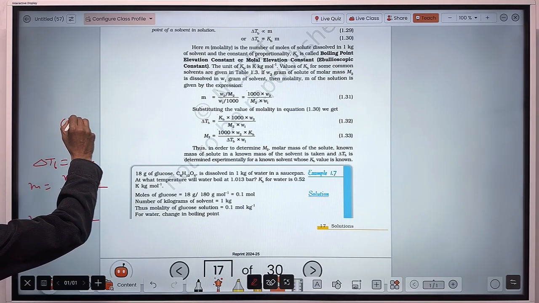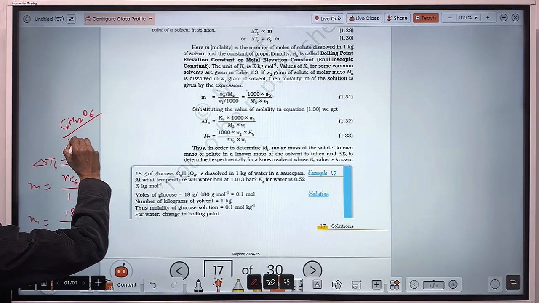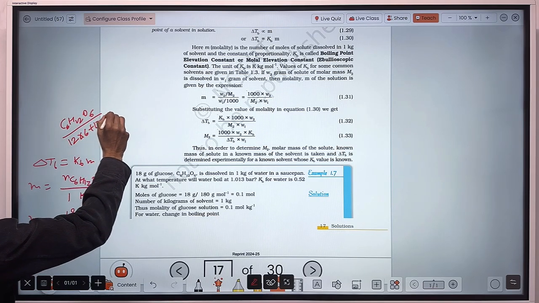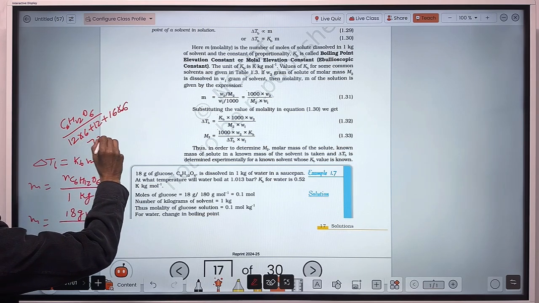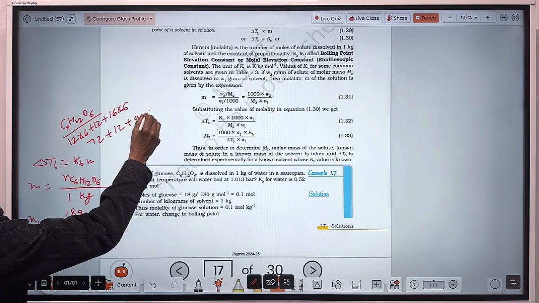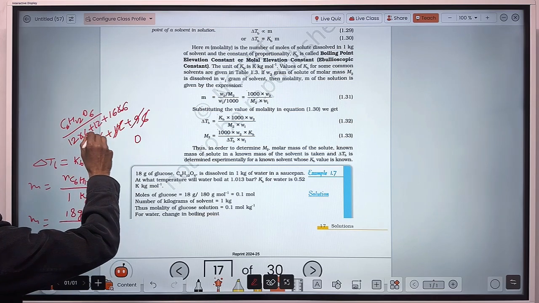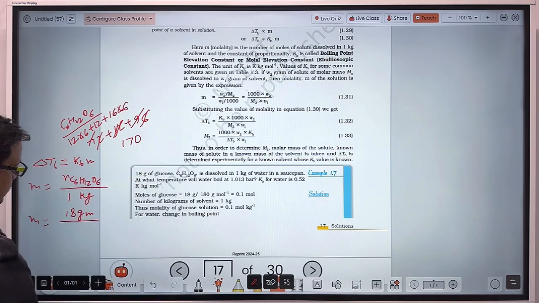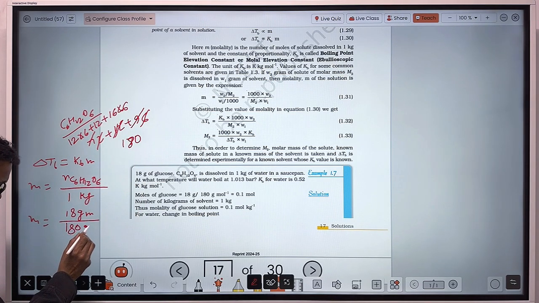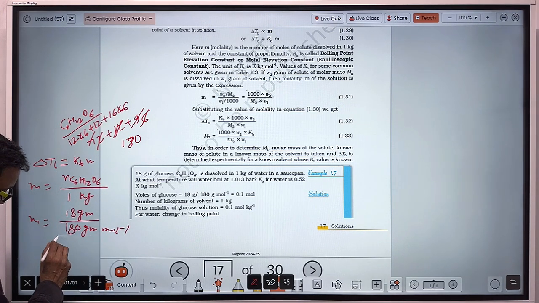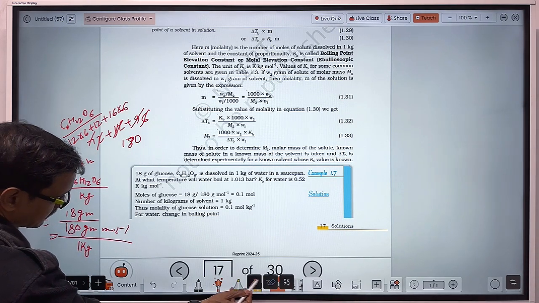So the molecular weight of glucose, C6H12O6, will be 12 into 6 plus 12 plus 16 into 6. That is 72 plus 12 plus 96, which gives 180. So here it is 180 gram per mole, and that upon 1 kg. Molality will be that much.